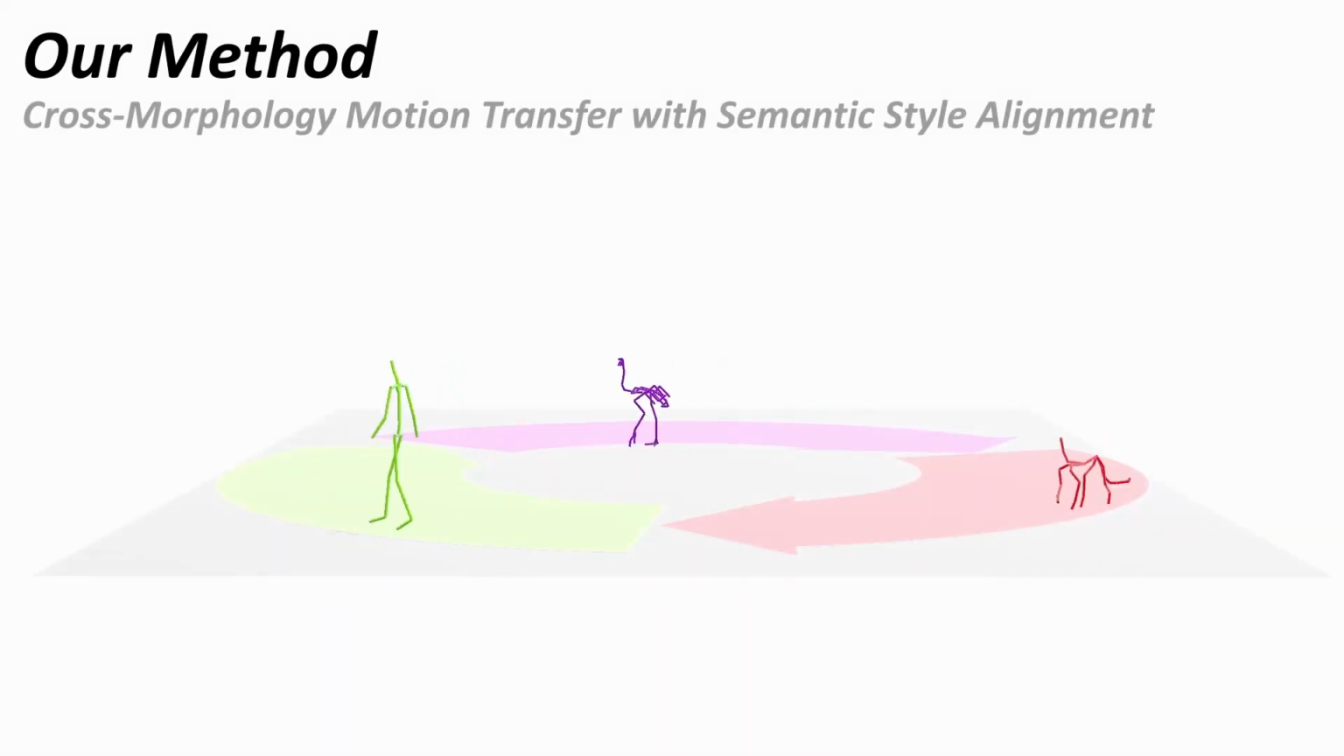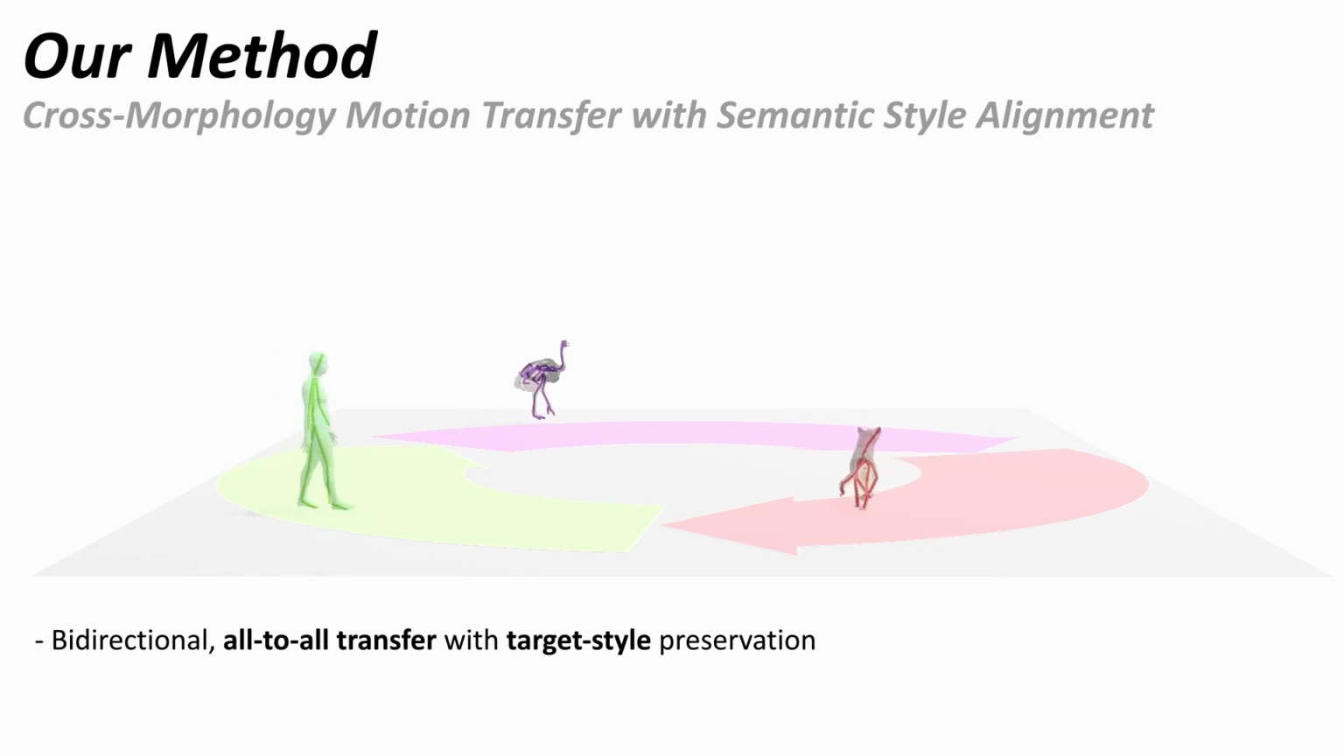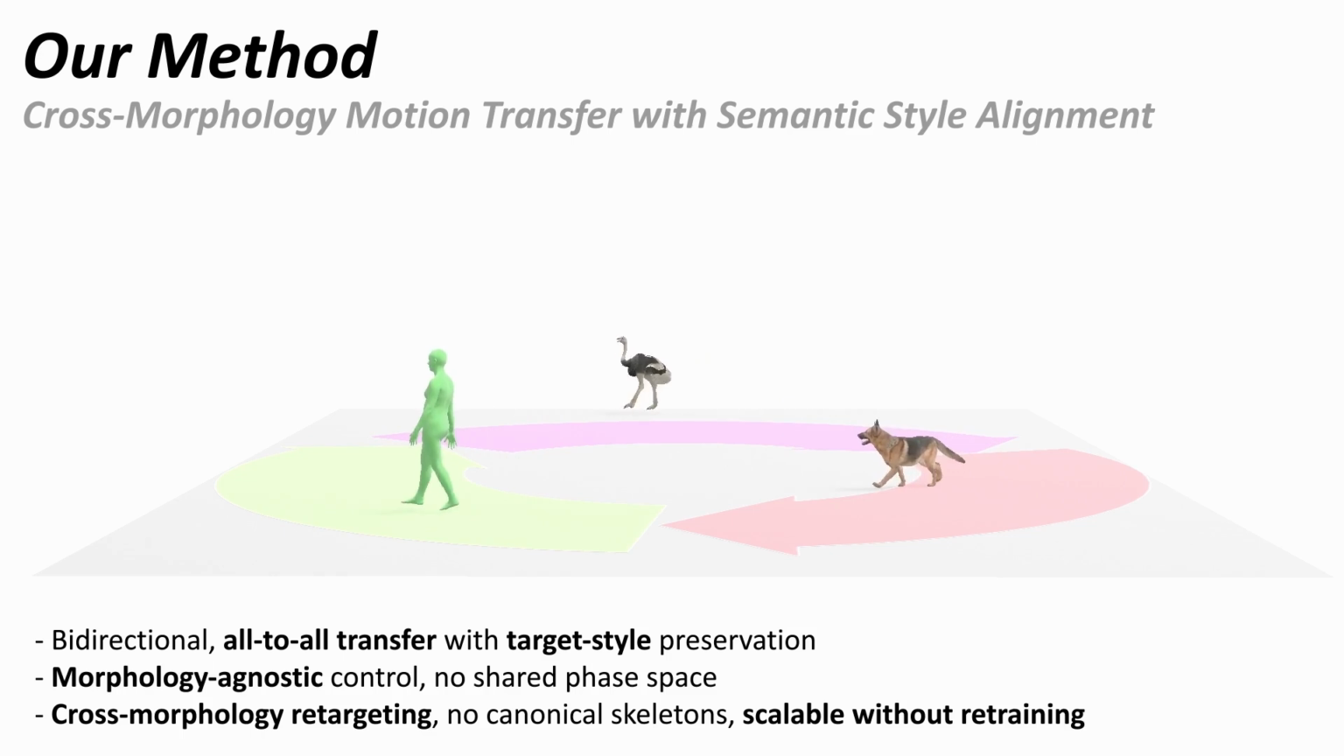In this work, we present a cross-morphology style transfer method with semantic style alignment that enables bidirectional all-to-all retargeting with target style preservation, offering morphology-agnostic control without shared phase spaces or canonical skeletons, and scalable transfer without retraining.